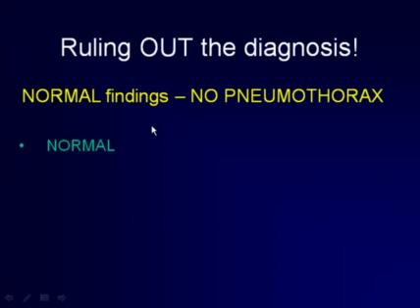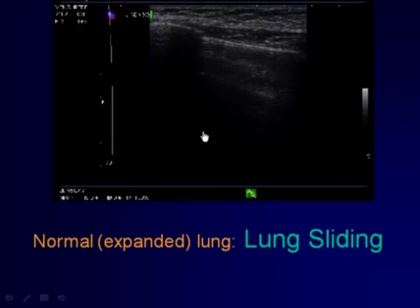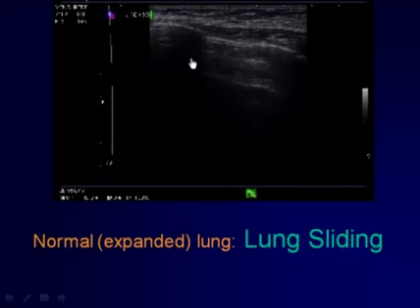So to start out, we're going to rule out the diagnosis, rule in normal, and identify pleural sliding. Secondly, we also might be able to identify pleural-based comet tail artifact. So here we see a case of pleural sliding.